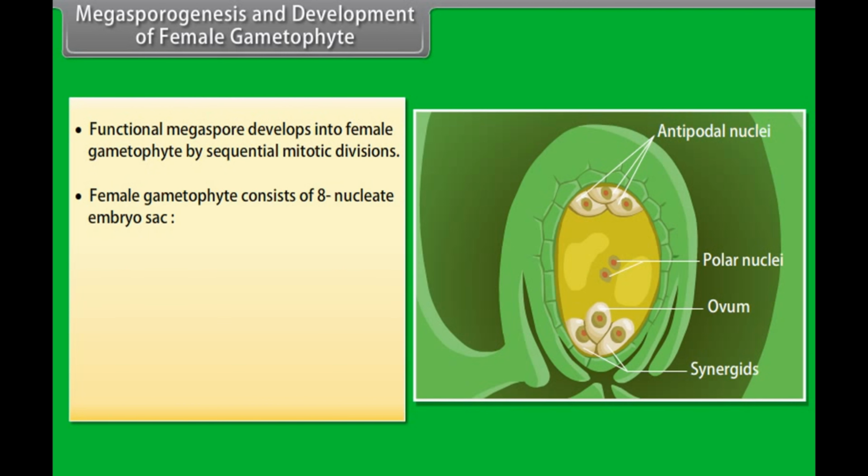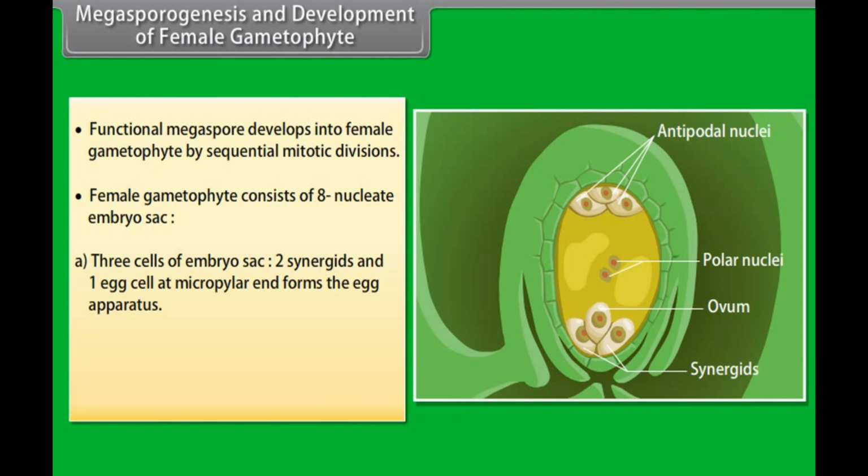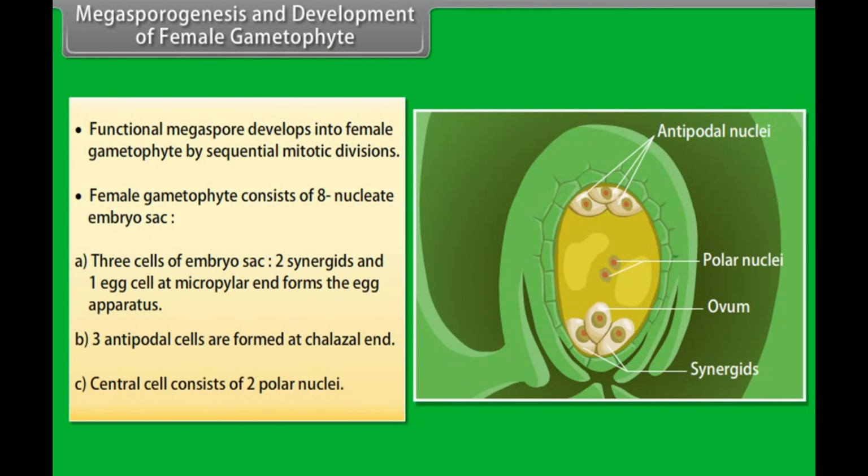The functional megaspore develops into the female gametophyte by sequential mitotic divisions. The female gametophyte consists of an 8-nucleate embryo sac. A. 3 cells of the embryo sac, 2 synergids and 1 egg cell, at the micropylar end form the egg apparatus. B. 3 antipodal cells are formed at the chalazal end. C. The central cell consists of 2 polar nuclei.